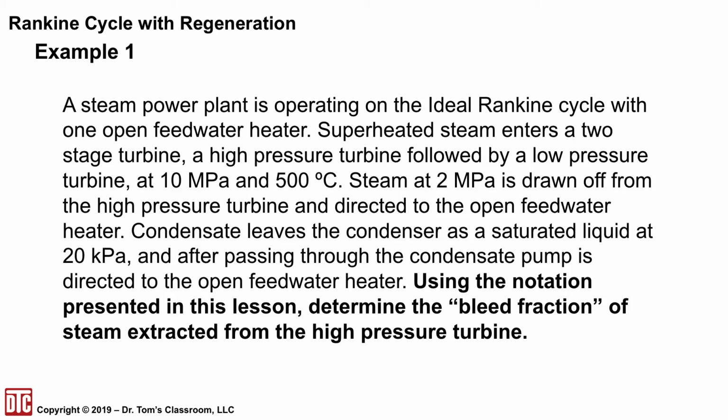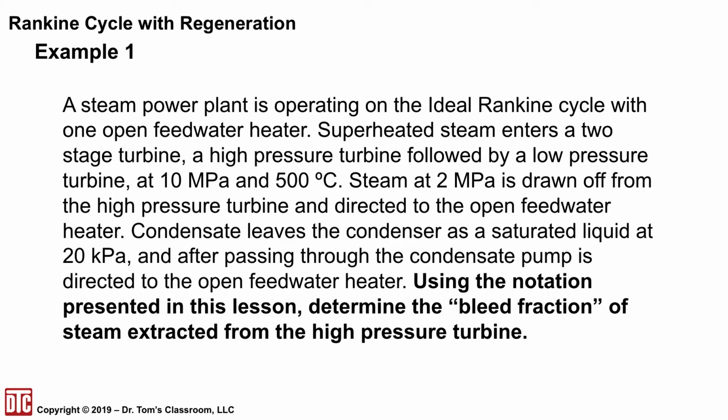Okay, so superheated steam enters the two-stage turbine, the high pressure turbine followed by low, at 10 megapascals and 500 degrees C. We're going to draw off steam at 2 megapascals from the high pressure turbine and direct it to the open feed water heater. Condensate is going to leave the condenser as a saturated liquid as usual at 20 kPascals, and after passing through the condensate pump is directed into that open feed water heater.